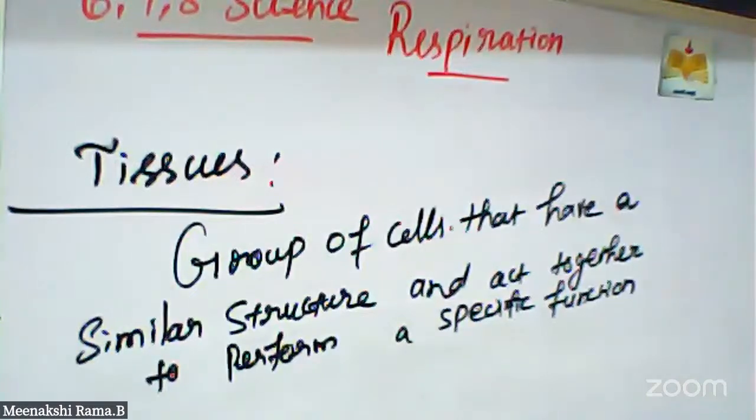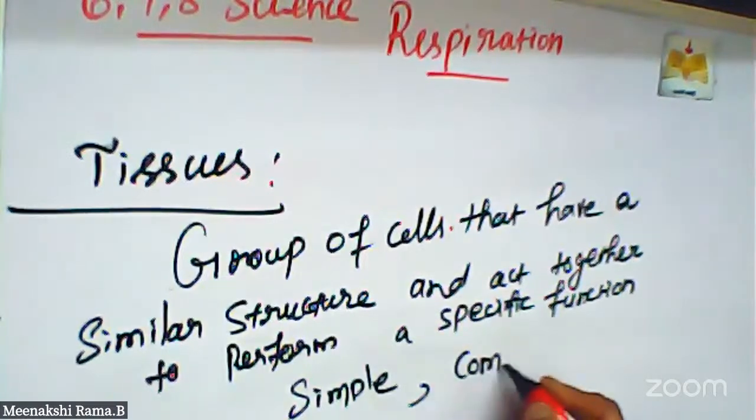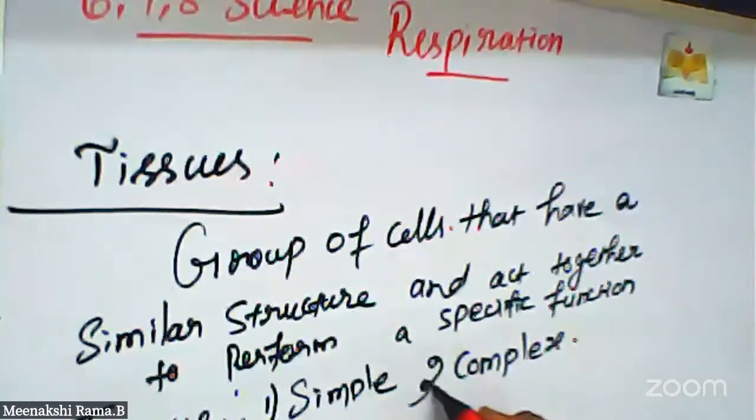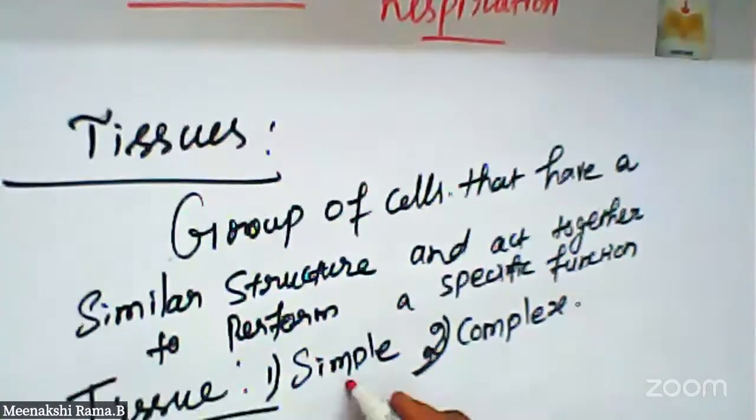There are two types of tissues. One is simple and another one is complex. Tissues are classified into two types: one is simple tissue, another one is complex tissue. So simple tissues are made up of the same kind of cells. Very simple explanation. Simple means the same kind of cells. The same kind of cells are joined to form a simple tissue. Okay, same kind of cells.